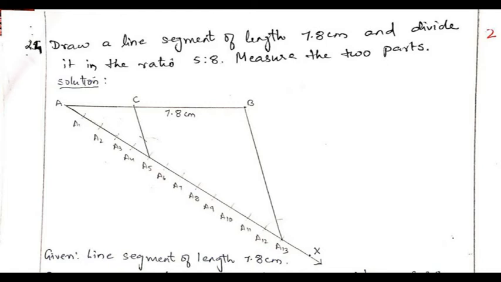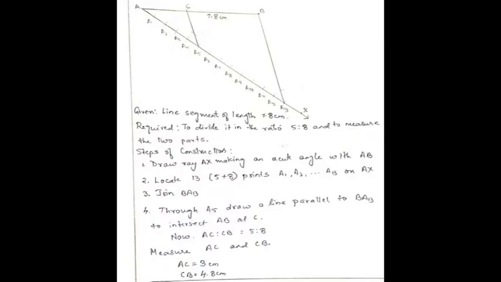Question 24. Draw a line segment of length 7.8 cm and divide it in the ratio 5:8. Measure the two parts. Steps of construction. Draw ray AX making an acute angle with AB. Locate 13 points, that is 5 plus 8, A1, A2, A3, etc., A13 on AX. Join BA13 through A5.